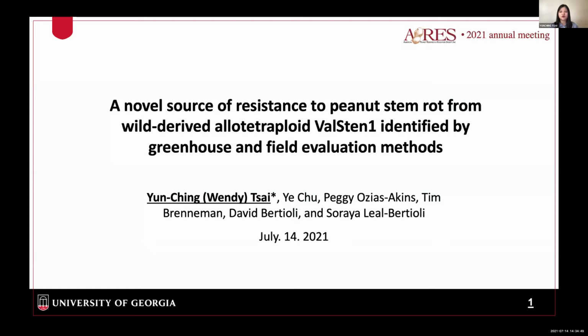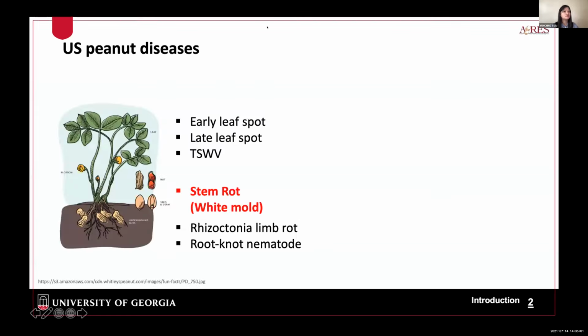We found ValSten1 can be a new source of resistance to peanut stem rot, which was confirmed by two evaluation methods in this study. There are many pathogens that can affect peanut and cause yield loss, and my research focused on stem rot, also known as white mold in the Southeast United States.